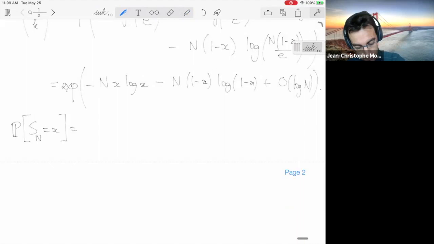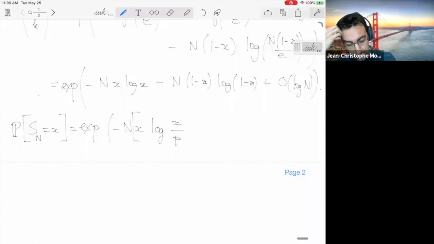So p to the k, I'm going to write this as exponential of k log p, and k is nx. So if I want, by bringing this term together with the term above, I can write this as nx log of x over p. Maybe I'm going to bracket this like this. And the other term will be of similar form. So then we have (1 minus x) log of (1 minus x) divided by (1 minus p). Okay, and then the error term.